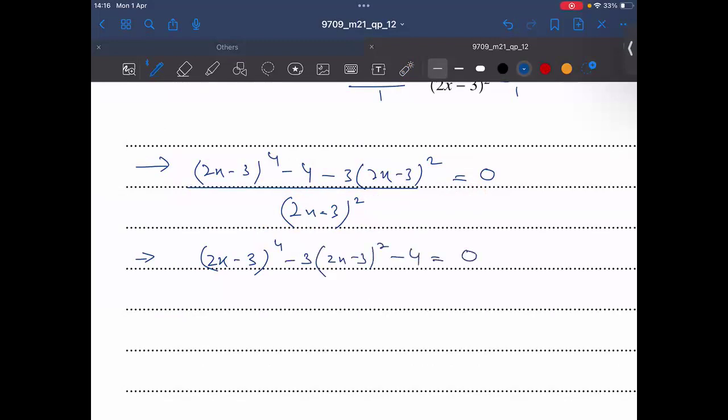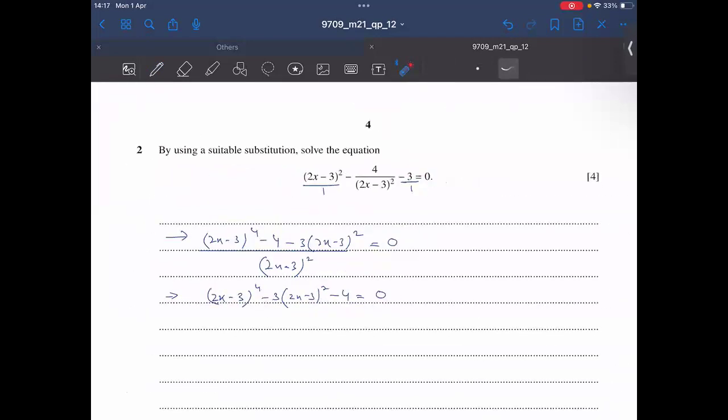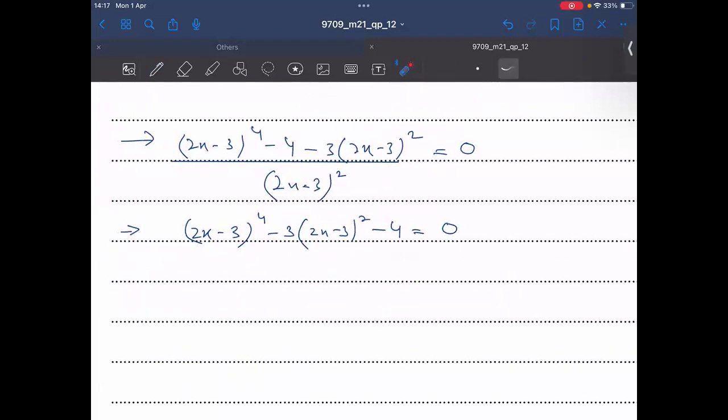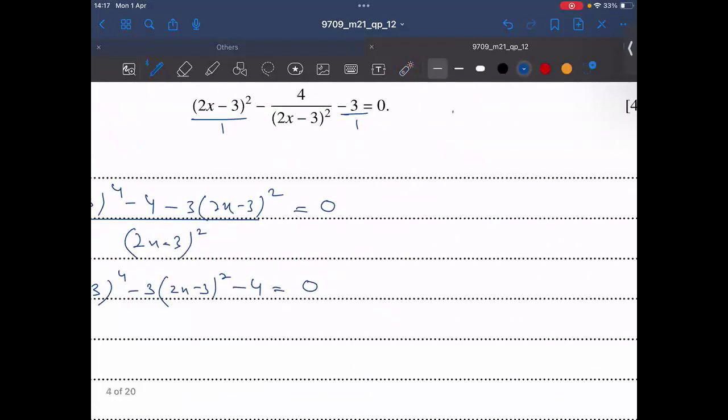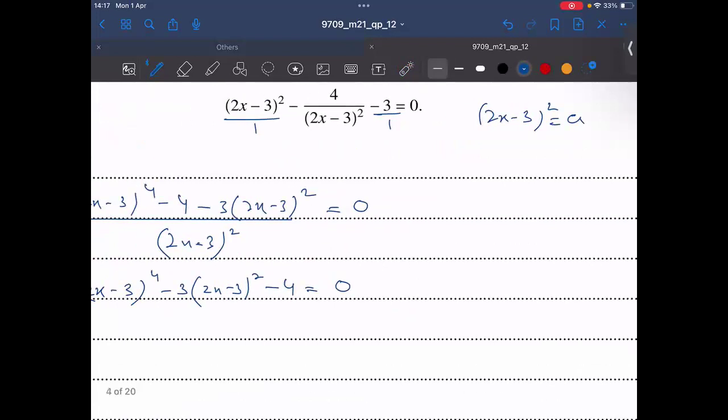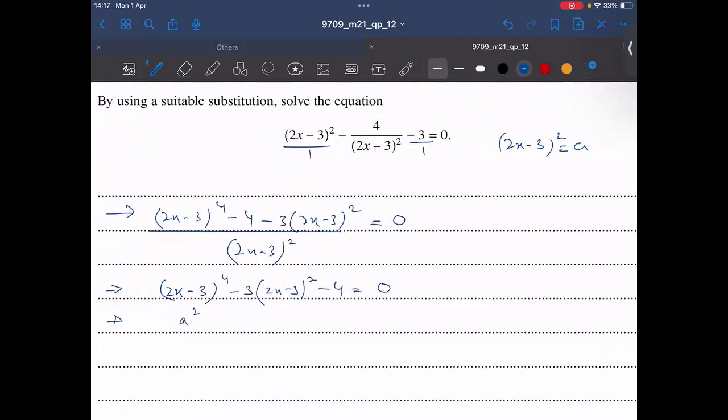All right, now we have got this final equation after simplifying it. Now, it's your choice. Again, I'm saying it's your choice. They have asked you to use a suitable substitution. So over here, I have 2x minus 3 raised to the power of 4. Over here, I have 2x minus 3 raised to the power of square. And so I'm going to take the substitution for 2x minus 3 whole square. I'm going to take that as equal to a. So this is going to be equal to then a square minus 3a minus 4 equal to 0.